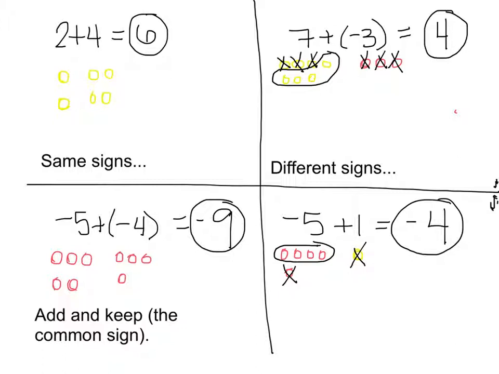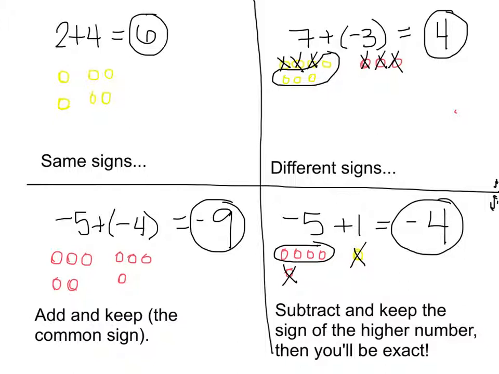If we look at the problems on the right-hand side of our boxes, we notice that in 7 plus negative 3, we were adding integers that had different signs. In other words, we had some positive chips and some negative chips. And when we did that, we lost some soldiers. Some of the positives were able to battle out with some of the negatives, and we ended up with less chips on the board than we began with.